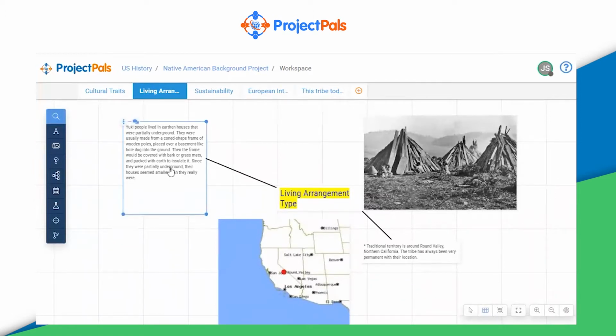This is where she goes into talking about how the dwelling worked and how it met the needs of the Native Americans who lived in it. So using the packed earth to insulate it. And since they're partially underground, their houses seem smaller than what they really were. And so addressing those traits.